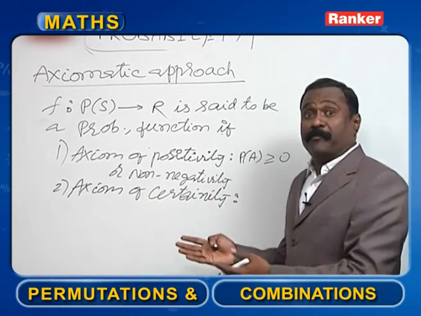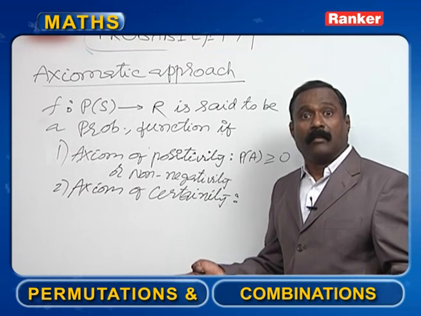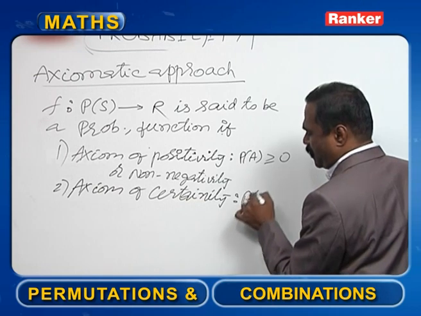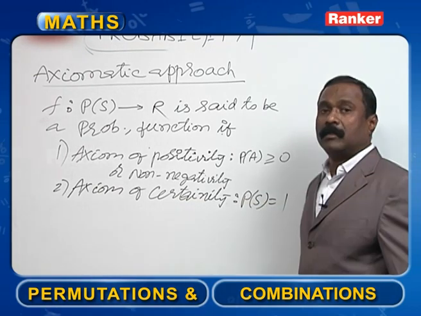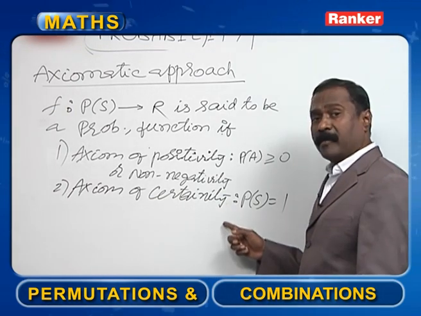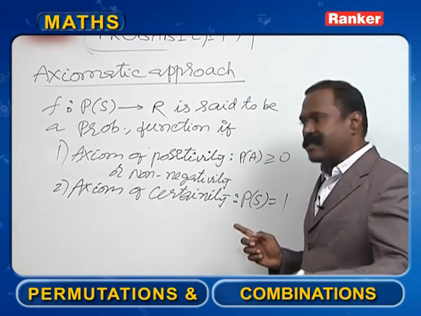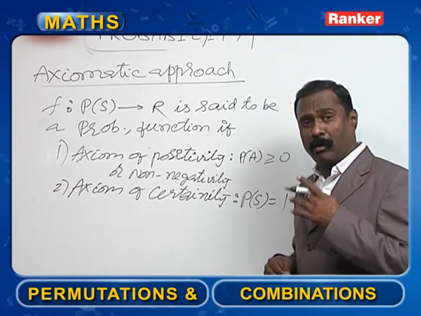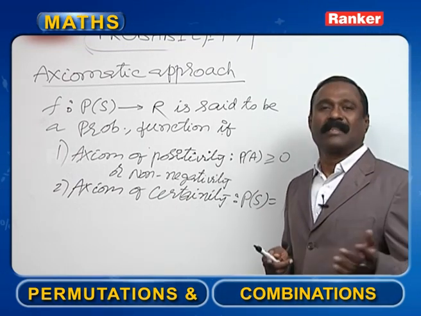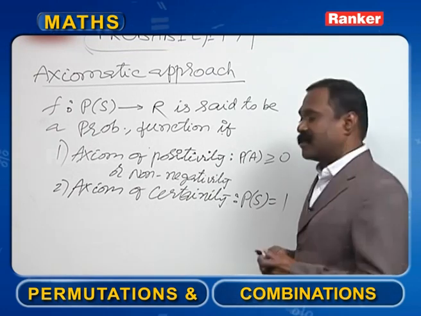This is another name given for random experiment. What is a random experiment? You must know all the possible outcomes. That is, if you take the probability of the sample space, it should always be 1. That means all the possible outcomes are known to us. So axiom of certainty means probability of sample space is 1. In other words, you must know all the possible outcomes whenever an experiment is conducted.